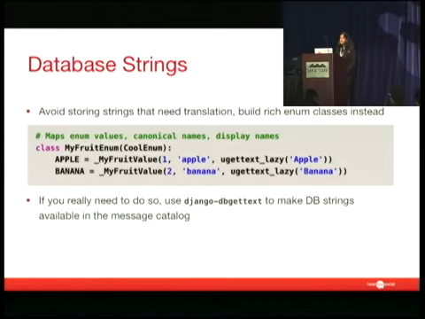If you need display strings for all your enumerations, you can define a rich enum class that maps your enum to a gettext string that you can show in your templates and other situations where you need to show things. But if you're in a situation where you really have to get your database strings translated, you can use the django-db-gettext package. It'll load up your model strings into the translation PO file that you'll ship off for translation, and then you can reinstall them back.